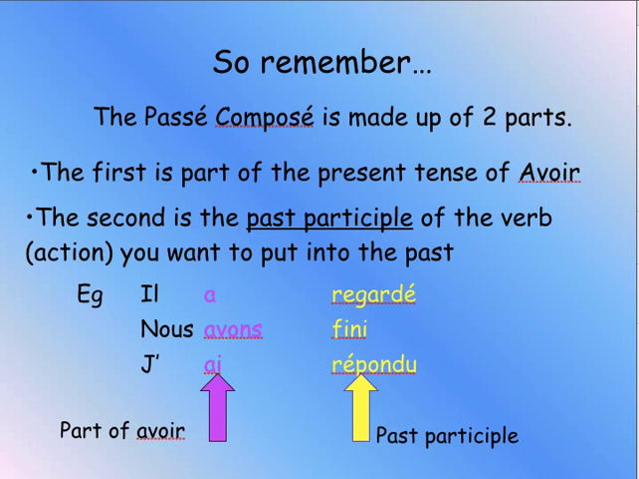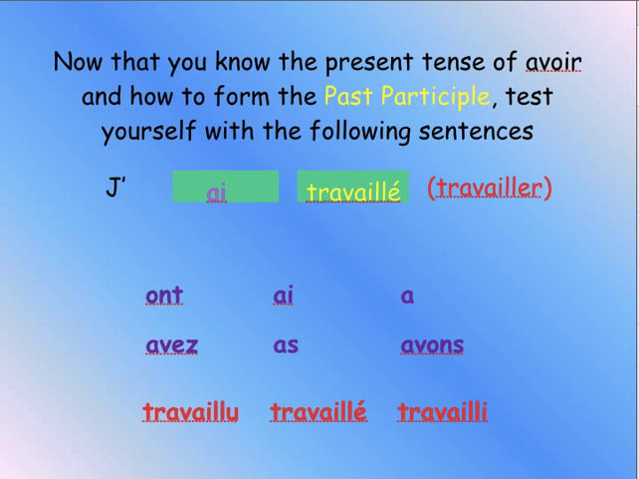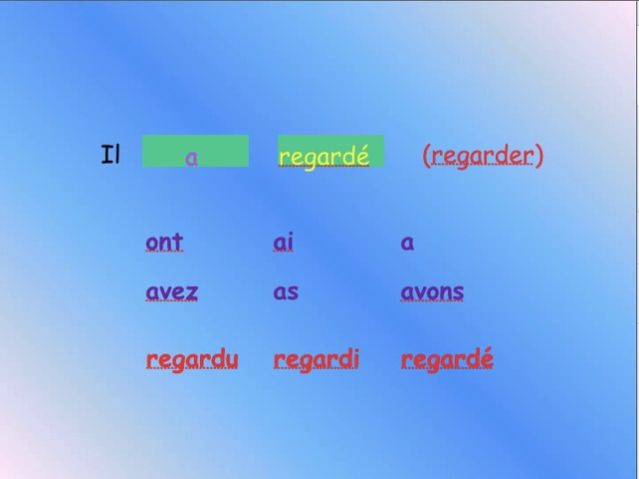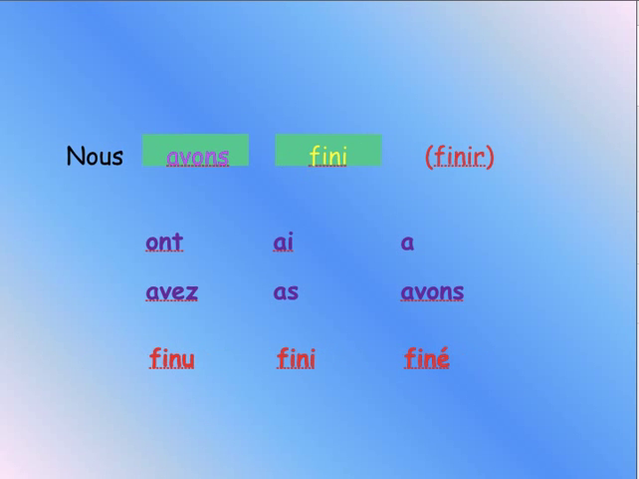Right, okay. So let's bring the next thing into shot. Now that you know the present tense of avoir and how to form the past participle, test yourself with the following sentences. So we've got this down here. Which bits do we use? For example, which one of these three is the correct past participle? Again, which one is correct down here? And again, nous avons fini. Finir, just get rid of the R.